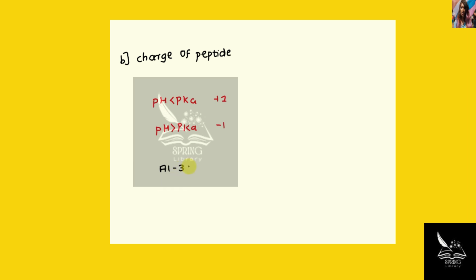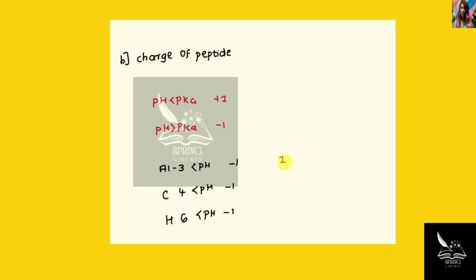Here, for alanine, the pKa value, which is represented by capital A, is 3, which is less than the pH value. So here we can give it as -1. For cysteine, it is given as 4, which is also less than the pH. We can give it as -1. For histidine, it is 6, which is also less than the pH value 7. We can give it as -1.